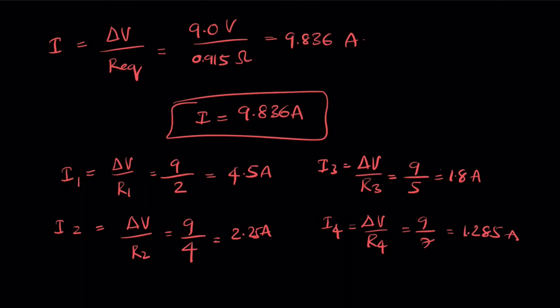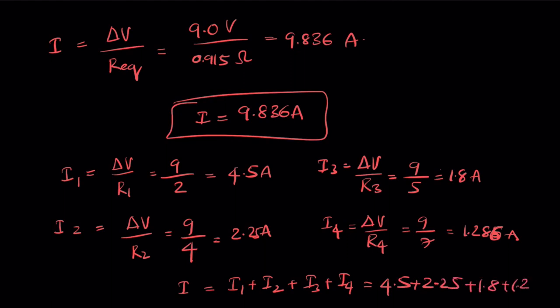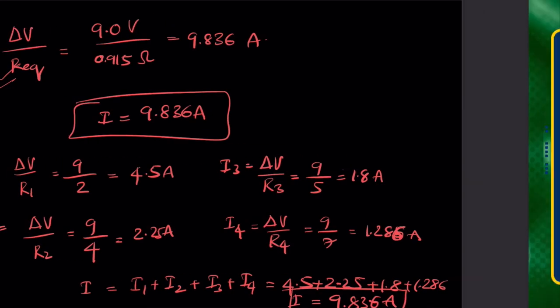Now adding all of the values up, I becomes equal to I1 plus I2 plus I3 plus I4, which is 4.5 plus 2.25 plus 1.8 plus 1.286. This gives you the same answer, 9.836 amps. So this is another way of calculating the current through the circuit. One way is to calculate the equivalent resistance. The other way is to calculate the individual currents through each resistor.